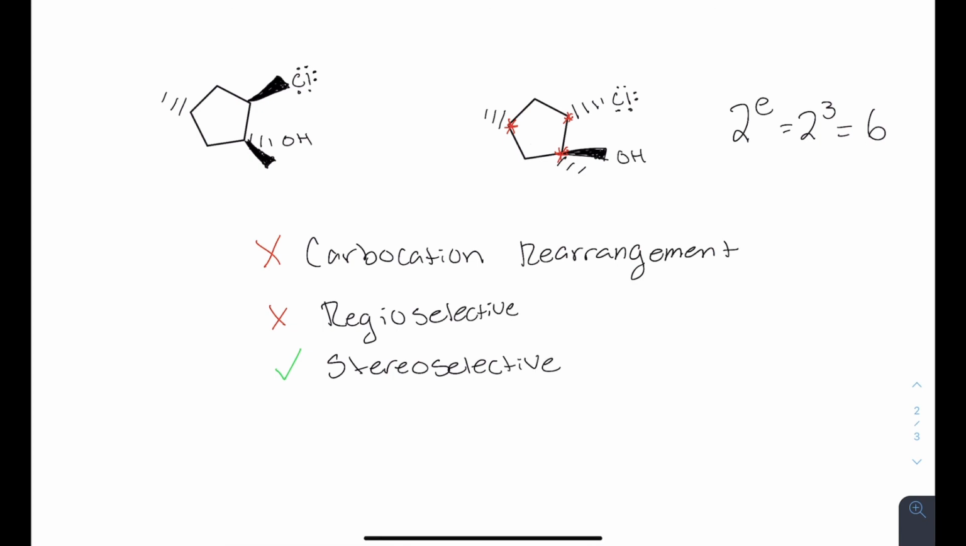Lastly, let's look at the bonds. It will be an anti-addition since the bonds are trans to each other. So for the first molecule, the chlorine is pointing towards us and the hydroxide group is pointing away from us. And for the second molecule, the chlorine group is pointing away from us and the hydroxide group is pointing towards us, thus ending the reaction here.